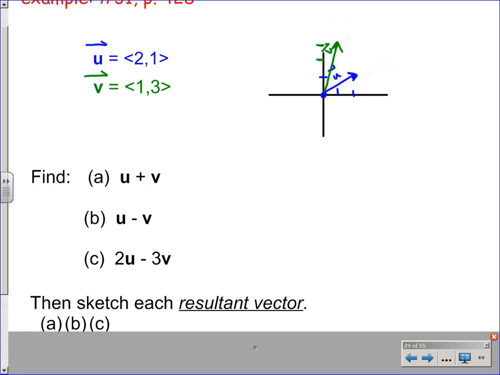How do we add them? Oh, that's okay. Add the components. So what's vector u plus vector v? What do you guys got? As easy as that. Didn't even have to look at the picture. How about u minus v?